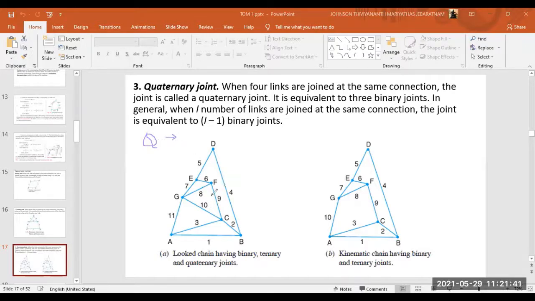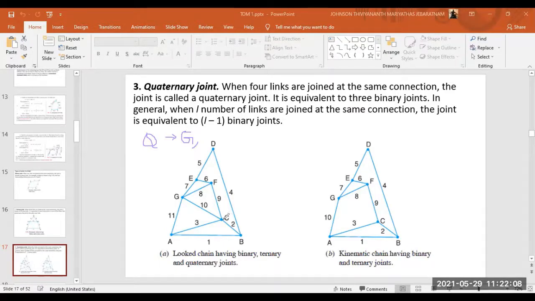So if I have four links, no, I don't have only three. G, I have four, right? So GE one member, GF second member, GC third member, GA fourth member. So I have four links connected at a point. So G is a quaternary joint, right?